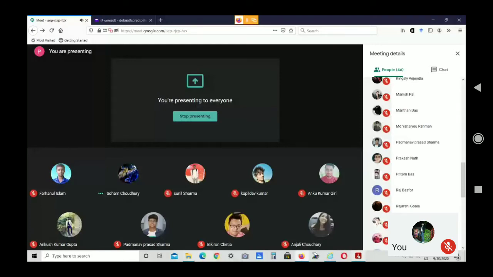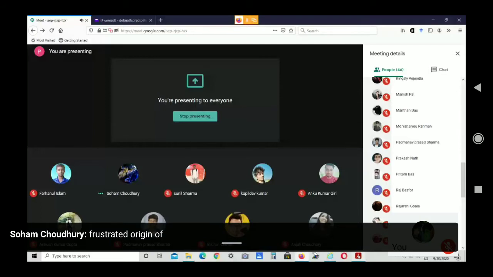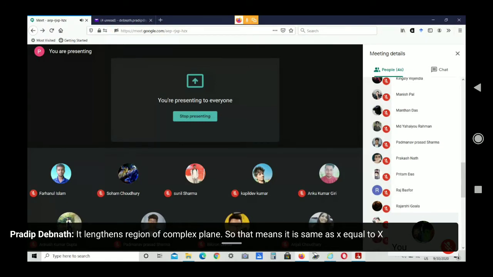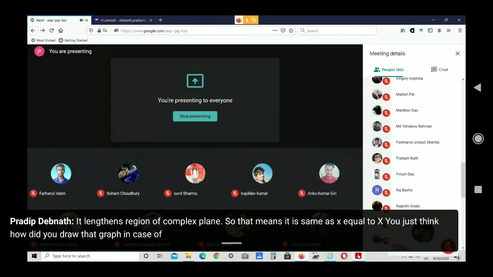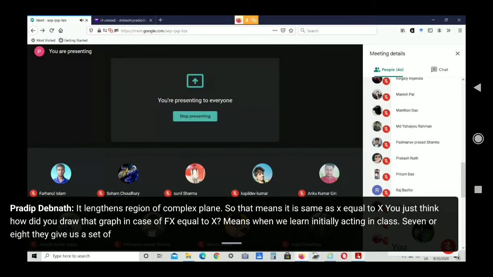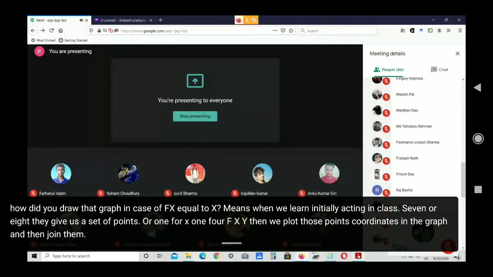So a straight line passing through the origin of the complex plane. That means it is the same as f(x) equal to x. You just think, how did you draw that graph in case of f(x) equal to x? When we learn initially, I think in class 7 or 8, they give us a set of points, one for x, one for f(x), y. Then we plot those points, coordinates, in the graph and then join them. Then we get a straight line.